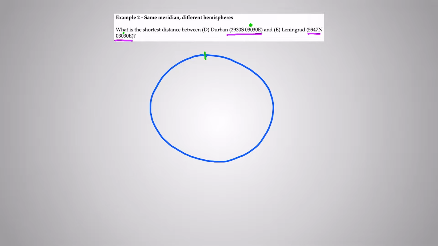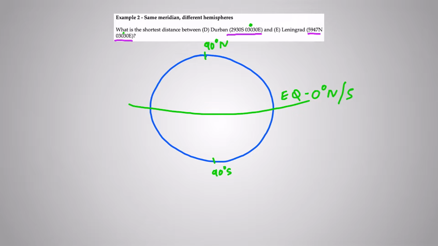In the next example, we have to find the shortest distance between point D and point E. Here also, if you look at the question very closely, you'll find that both of these are again on the same longitude of 030 degrees 30 minutes east. Let's go ahead and plot this. So this is 030 degrees 30 minutes east. This will be my meridian of 030 degrees 30 minutes east.